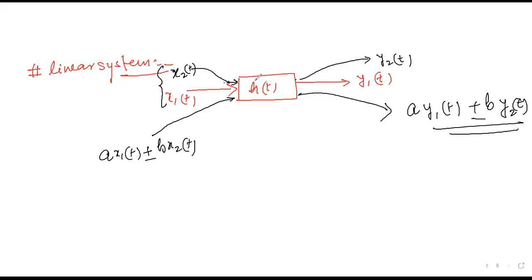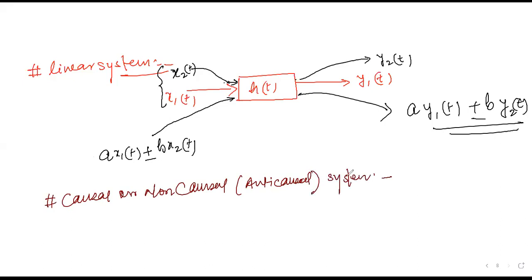Okay. Now next is causality. Causal or non-causal system. Anti-causal system. See, homogeneity means the additive property. If multiplied by a then the output is also multiplied by a, if multiplied by b then the output is also multiplied by b, right?